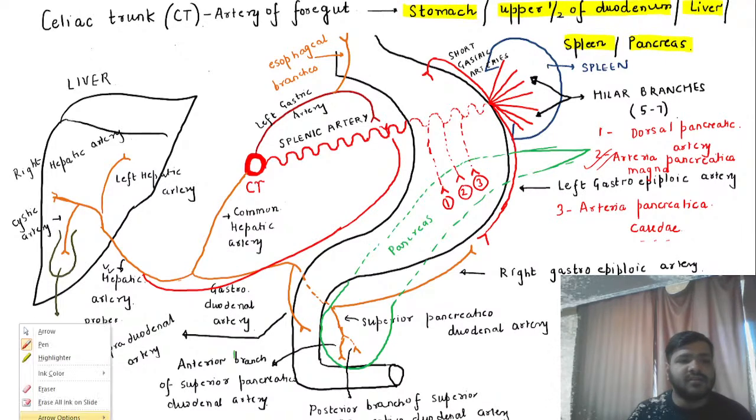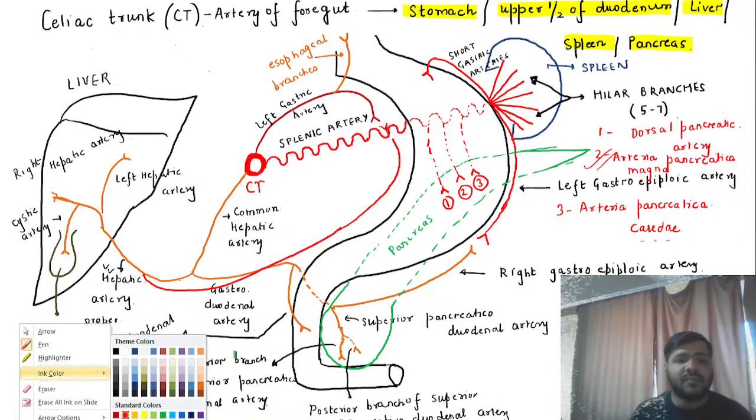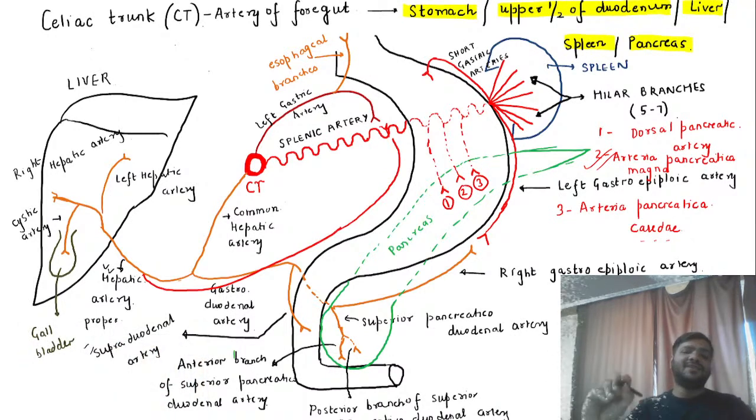And this branch that is coming from the hepatic artery proper, that is something you guys have to remember, because it is not coming from the celiac trunk directly. It is coming from the common hepatic bifurcating into hepatic artery proper, and it is a branch of hepatic artery proper. And this branch is the right gastric artery.